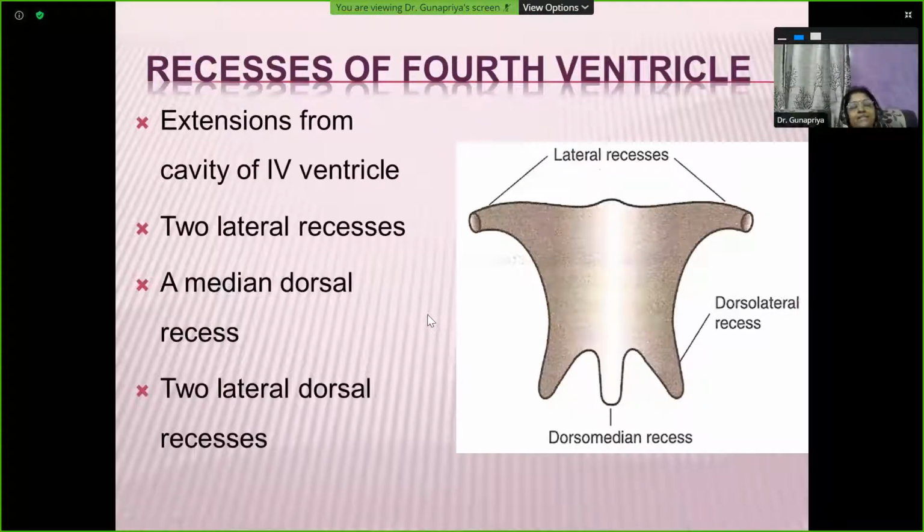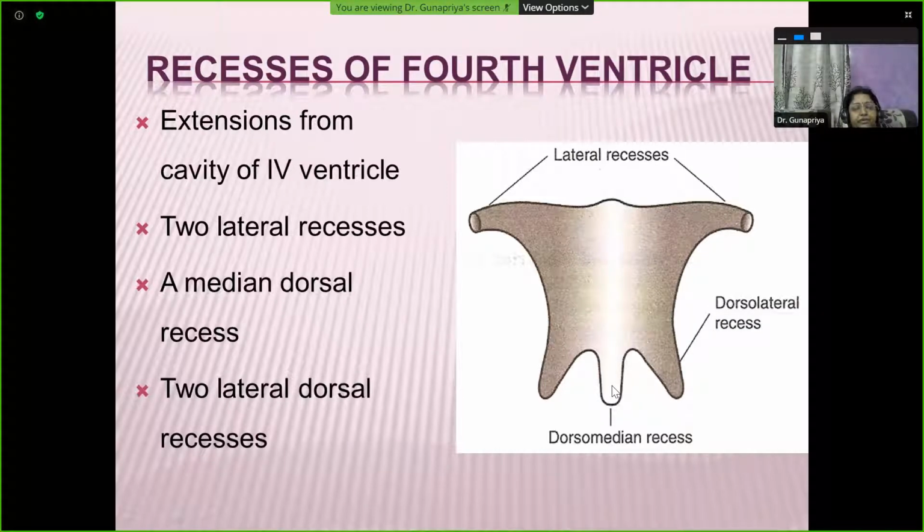Recesses. What I told you as recesses are nothing but extensions, cavity extensions in all possible directions. So these are extensions from the cavity. If this is the main cavity, you have so many extensions. You have 5 extensions totally: 2 lateral recesses, a median dorsal recess, and 2 lateral dorsal recesses. Okay, so 2 lateral recesses, a median dorsal recess. This is different from the foramen of Magendie and foramen of Luschka.